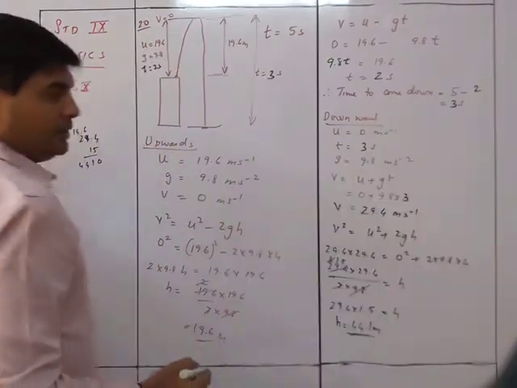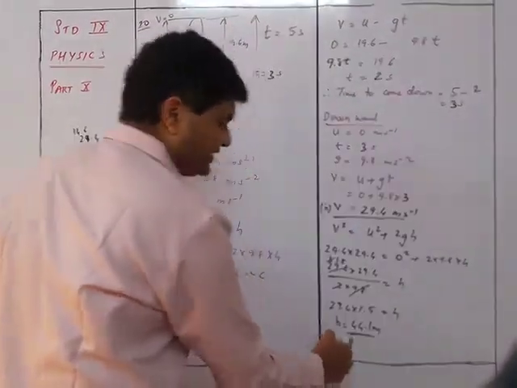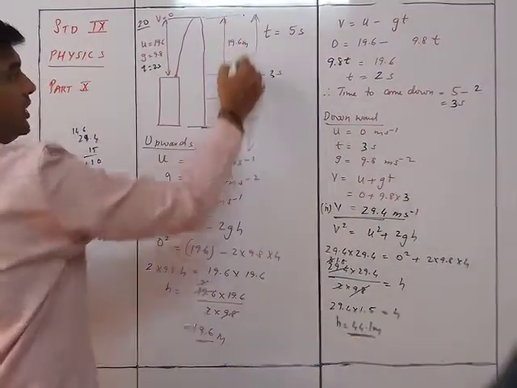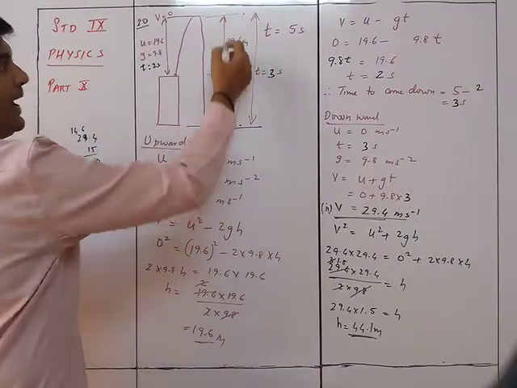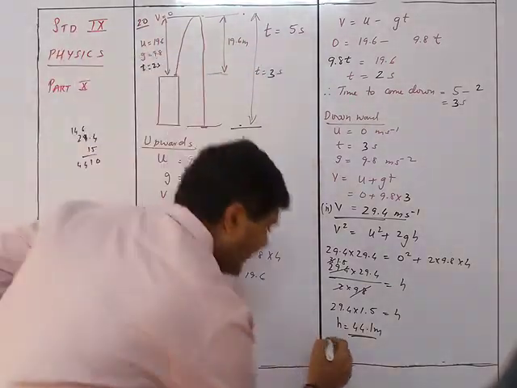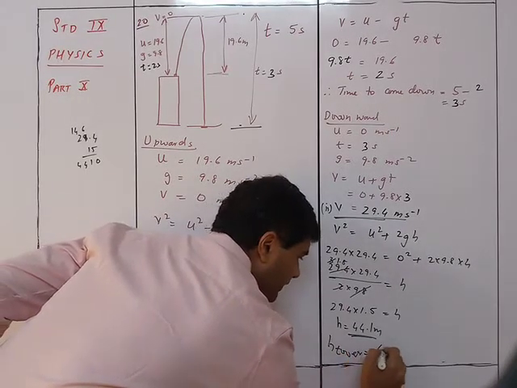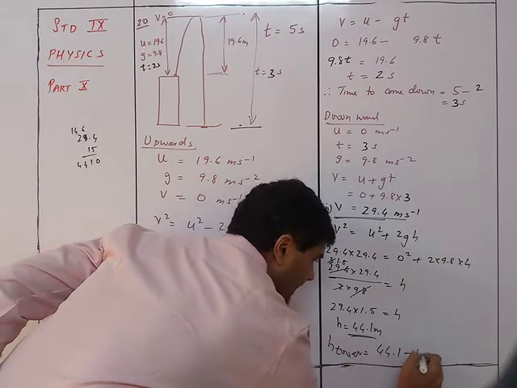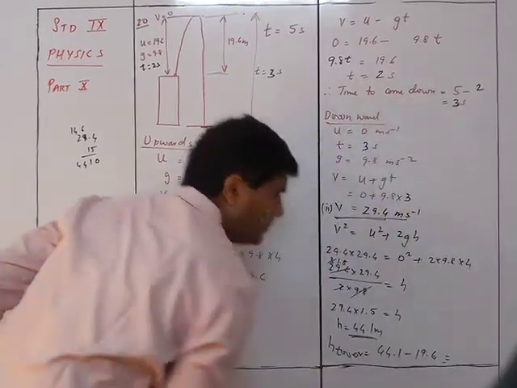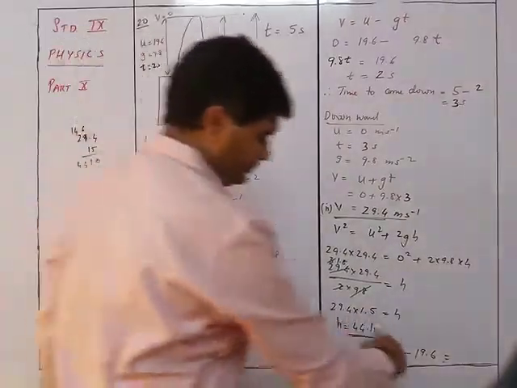Now, we already got the second answer, but this is not the first answer because this is the distance from here to here. I know that the distance from here to here is 19.6. Therefore, what is the height of the tower? So H of tower is equal to 44.1 minus 19.6. That will be equal to 24.5.